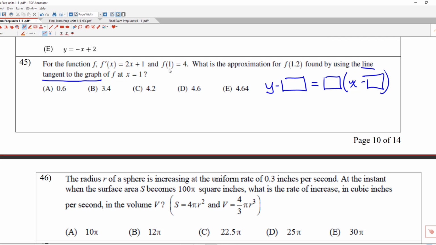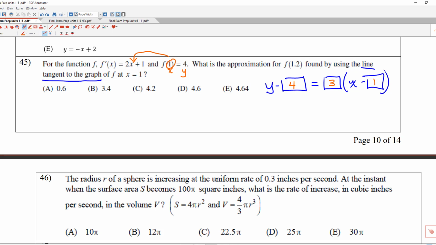So it told us, hey, x is 1, y is 4, and then it tells us the second derivative and says, hey, just plug in this 1 into this second derivative and you'll get the number that goes in this box right here. So plugging in 1, 2 times 1 is 2, plus 1 is 3. I now have a line that can approximate this 1.2. So plug in that 1.2.